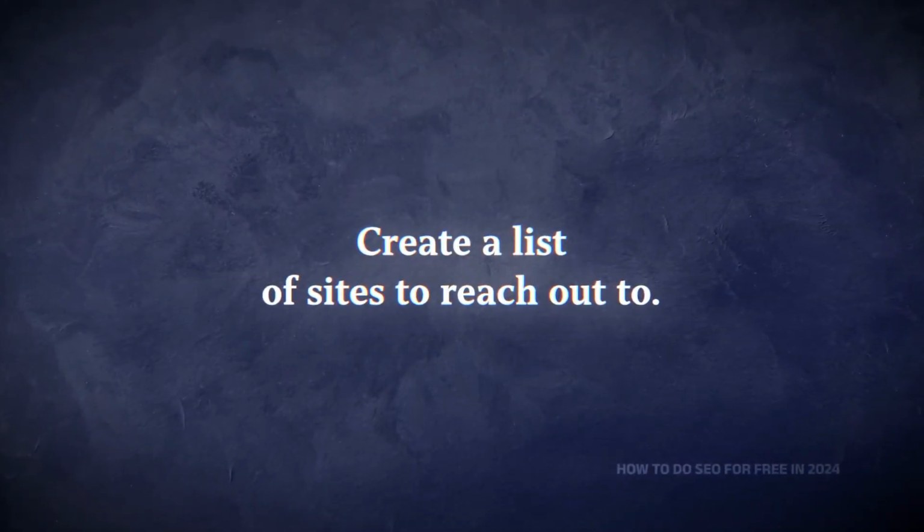Now, for outreach, what we basically need is to create a list of sites to reach out to, which is really simple. We can use Google Sheets for free to create that list, where we have a column for their name, their email, and website, and that's your list building, ultimately.